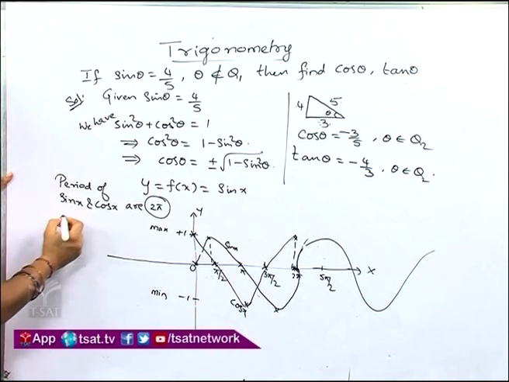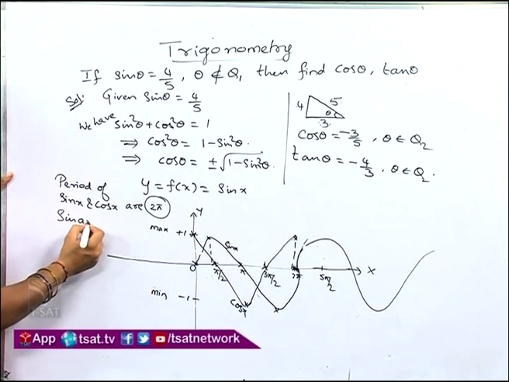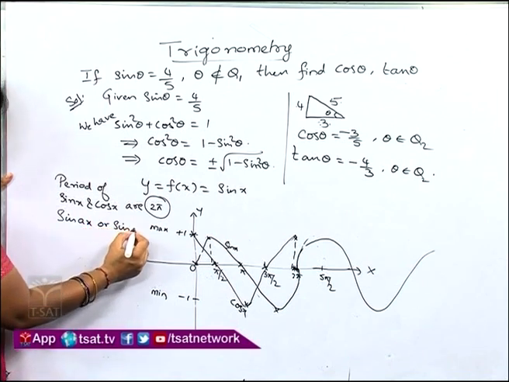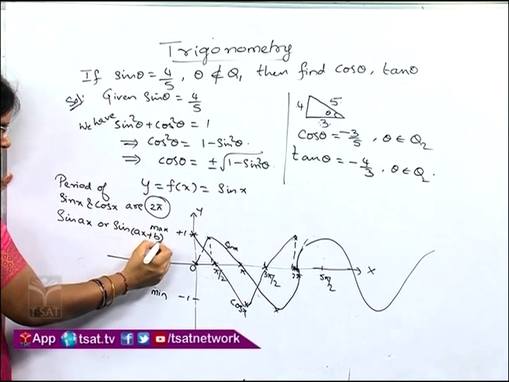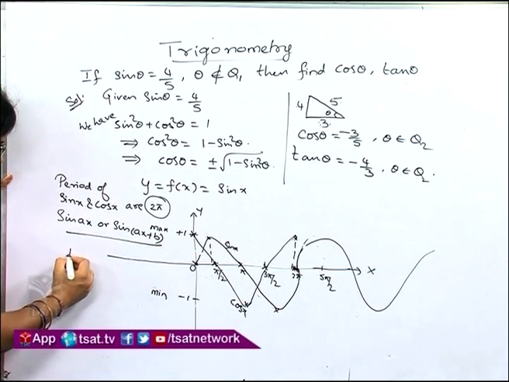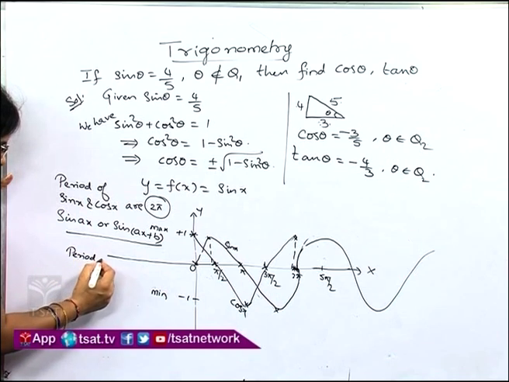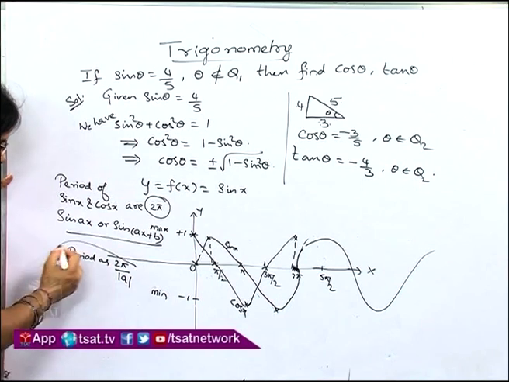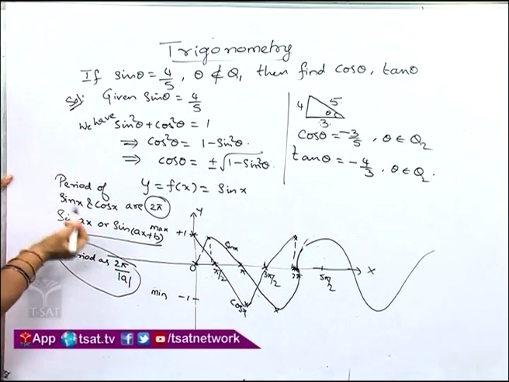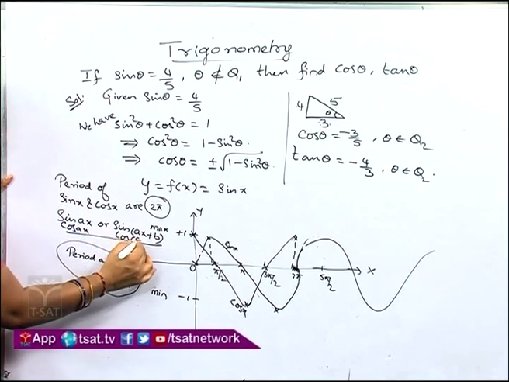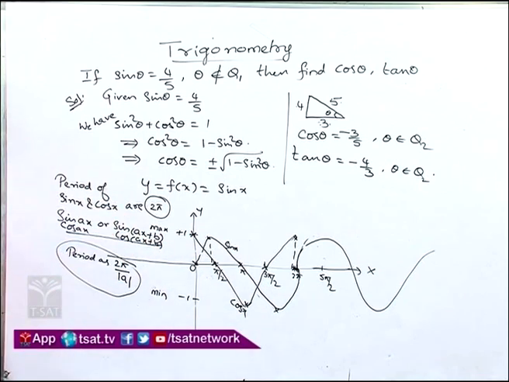And then we will see tan, children. Here I will explain some problems. For the period of sin ax or sin(ax plus b), if it is in this form, then we take the period as 2 pi by mod a. So, this is the formula, children. Even for sin or cos, same thing. For cos also same, children. Period is 2 pi by mod a.